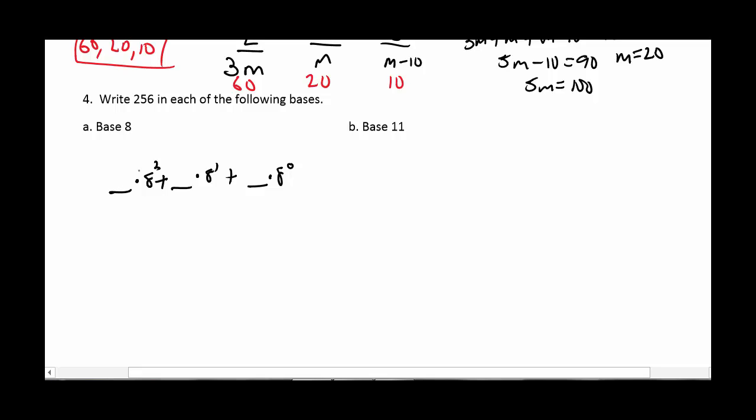Now I'm not sure if I need to go all the way up to 8 cubed or not. Let's actually take a look at that. 8 cubed is 512. So 8 cubed is actually too big.